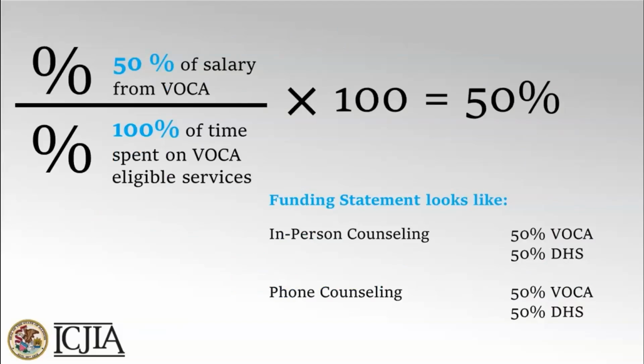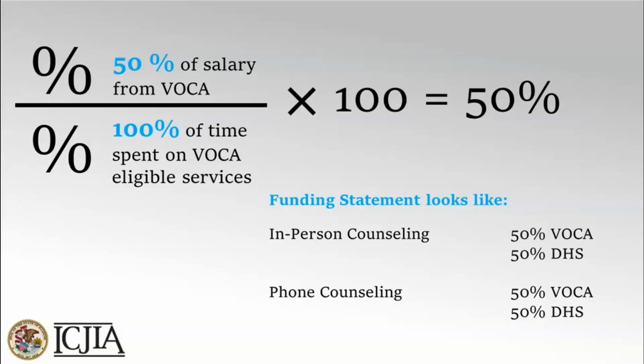Again, the numerator: how much of this person's salary comes from VOCA? We know that's 50%. The denominator is how much of this person's time is VOCA fundable. Again, we know that's 100% because all this person does is two services, in-person and phone counseling. Both those services are VOCA fundable, so we know 100% of her time is also VOCA fundable, or eligible. 50 divided by 100 is 0.5. Multiplied by 100, we have 50%. So this tells us that VOCA will pay for 50% of both the services this staff provides.